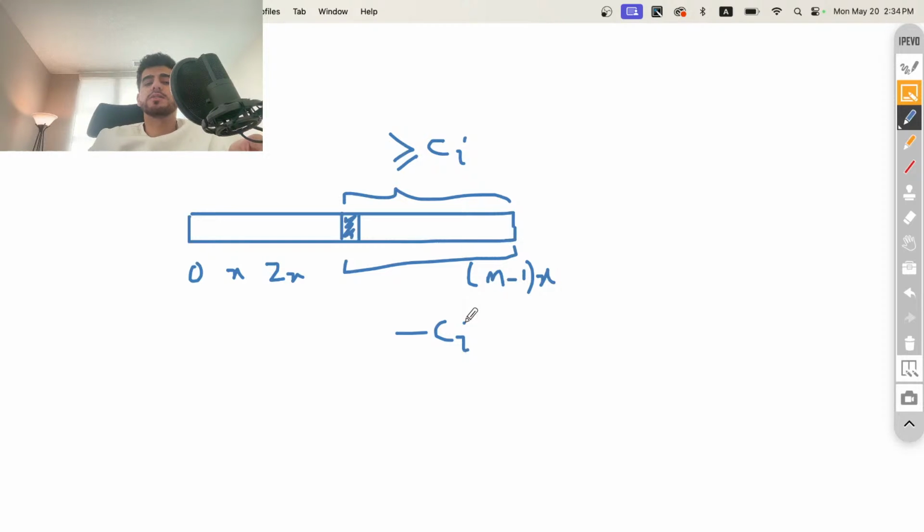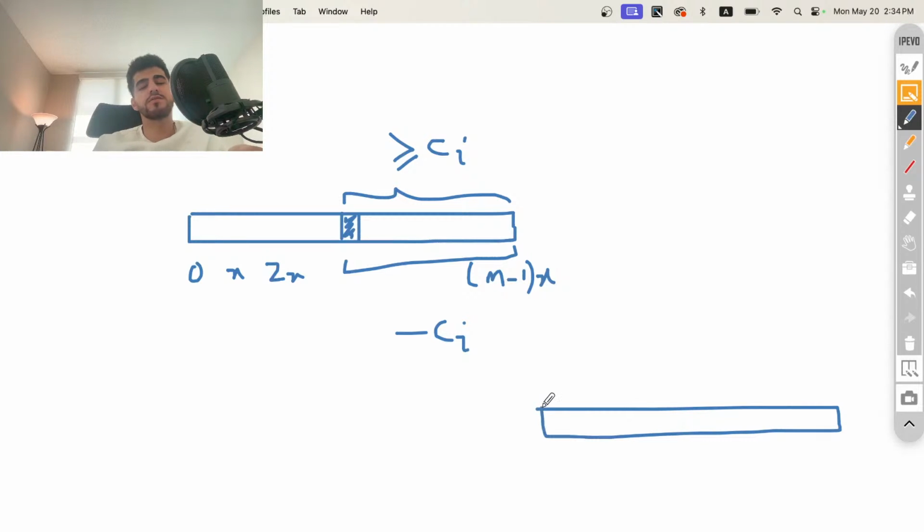So I use a segment tree. In a segment tree, I have two operations. If you're not familiar with segment trees, guys, it's best to forget about this problem for now. After you learn segment trees, you can get back to this one and solve it. You need to know segment trees to be able to solve this problem.